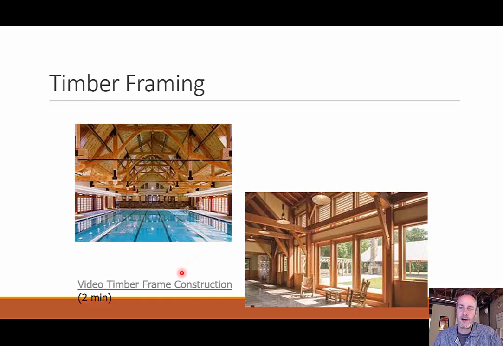There is a video on timber frame construction, and I decided for the sake of this video to skip the videos within a video. But if you want to see these videos, there's like 3 of them on these slides. Go to the PowerPoint presentation slides, also found on Canvas, and you should be able to just click on those.